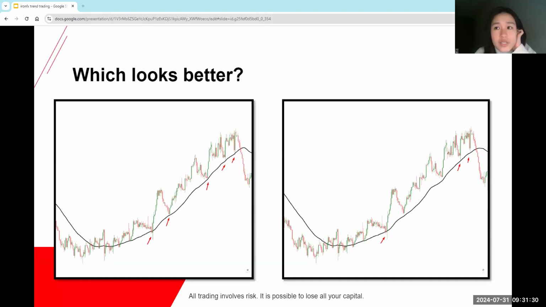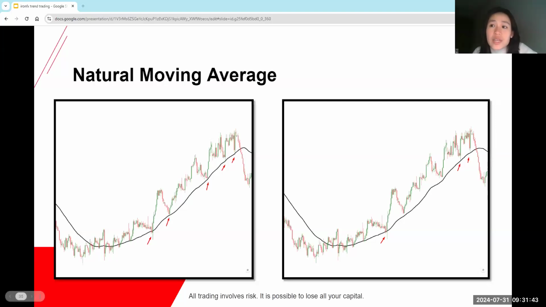Okay, yeah, the first one, because all of the points touch the bottom of the price. So that's how we can use your natural moving average. Or rather, this is how you can adjust it.